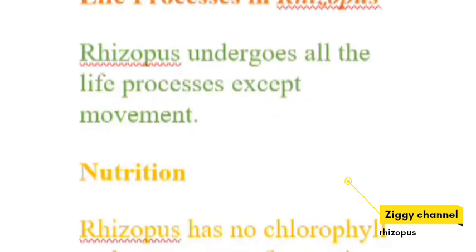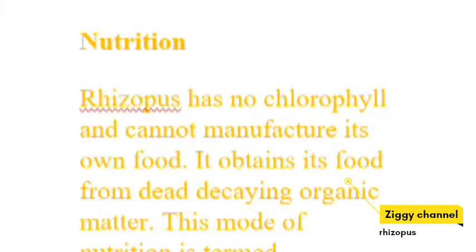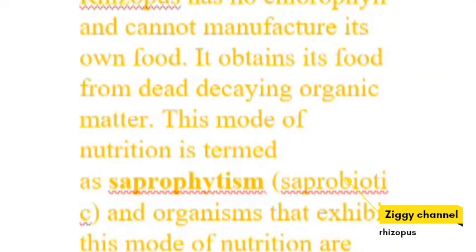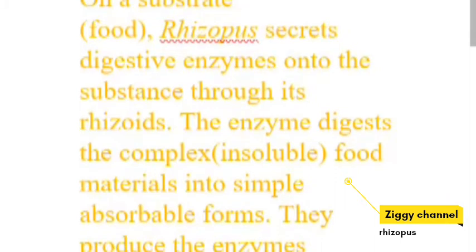Life processes in Rhizopus. Rhizopus undergoes all the life processes except movement. Nutrition. Rhizopus has no chlorophyll and cannot manufacture its own food. It obtains its food from dead decaying organic matter. This mode of nutrition is termed saprophytism, or saprobiotic, and organisms that exhibit this mode of nutrition are said to be saprophytes. On a substrate, food, Rhizopus secretes digestive enzymes onto the substance through its rhizoids.